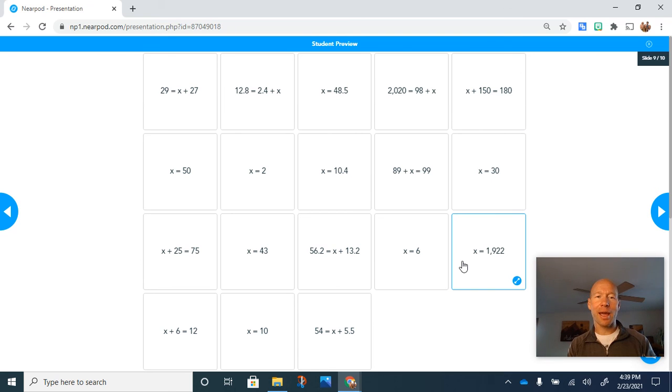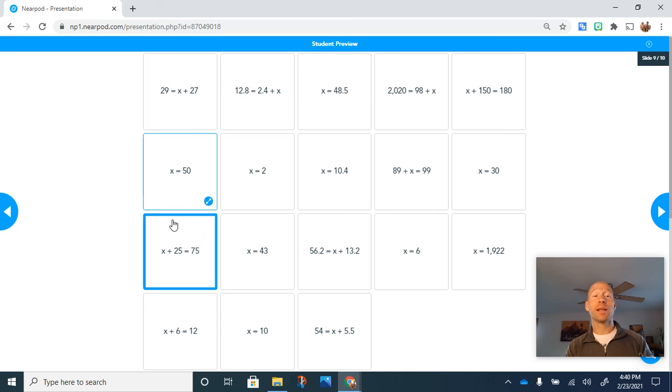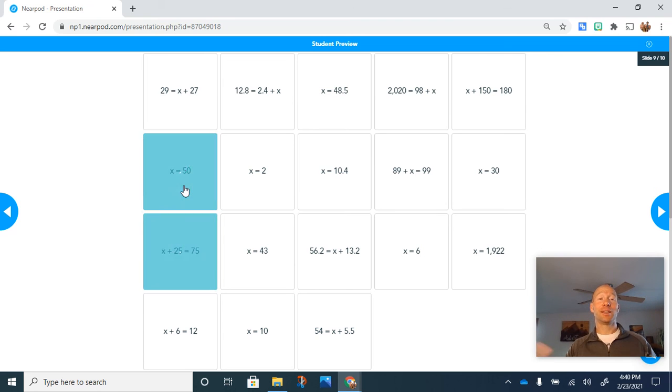Let's see, if I had x plus 25 equals 75. Well, I'm going to subtract 25 from the left side, and I get x. And I'm going to subtract 25 from the right side, and I get 50. So 75 minus 25 is 50. And I know that x equals 50 is a pair. There we go, gave you one. You can work on the rest on your own.